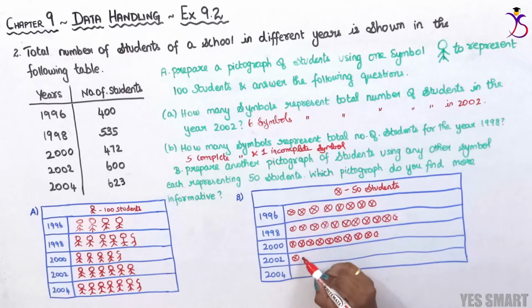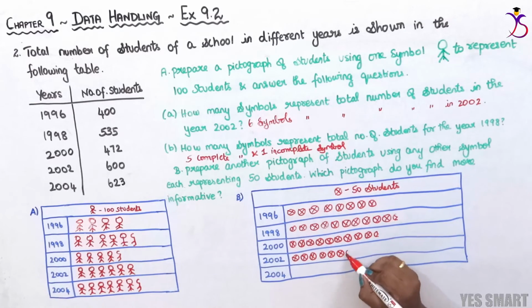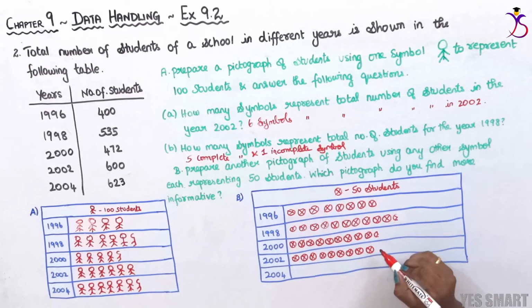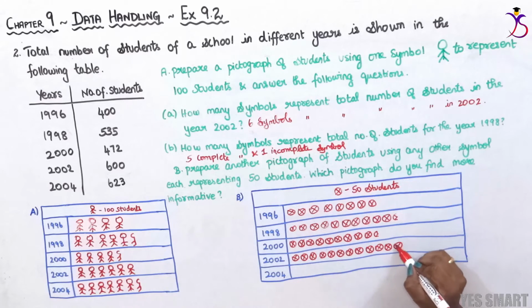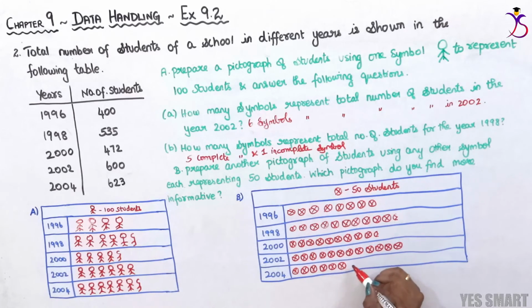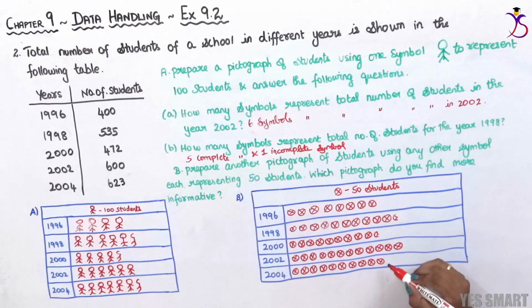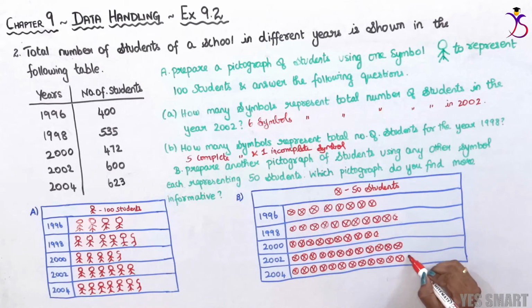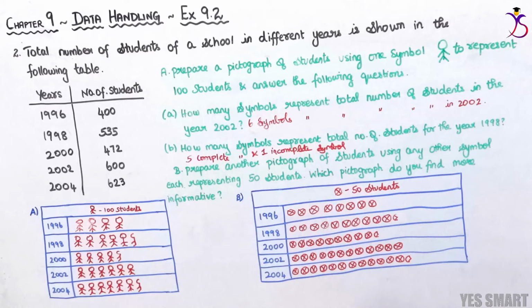For the year 2002, we have 600 students, hence we need to represent it with 12 complete symbols to get 600. For the last year 2004, we have 623 students. So for 600, we will draw 12 complete symbols, and for the remaining 23, we can draw one incomplete symbol. So now on observing, we need to say which pictograph is very informative.